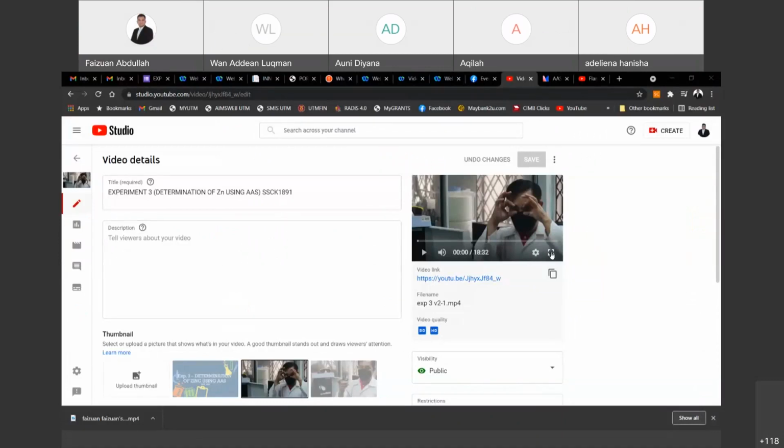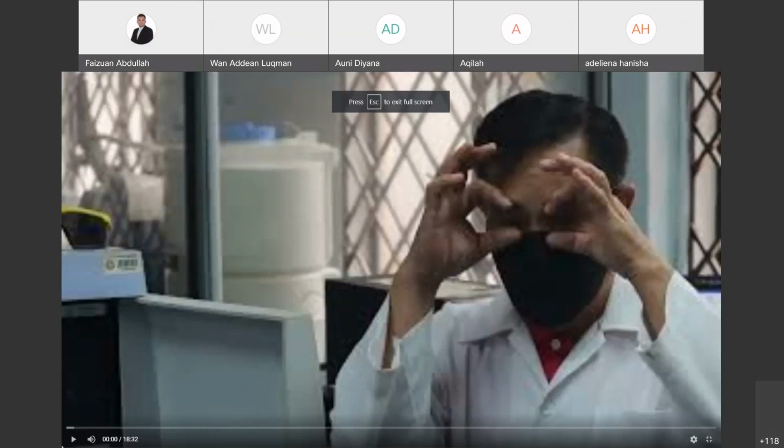All right, now let us watch the experiment 3: determination of zinc by linear calibration and standard addition methods using atomic absorption spectroscopy. So our analyte today is zinc. We will detect the zinc in the sample using the AAS instrument with two different techniques.